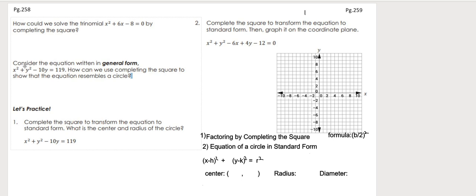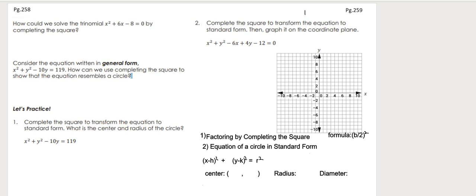And in this case, it says, consider the equation written in general form. So this is in general form. How can we use completing the square to show that the equation resembles a circle? So we're going to go from general form into standard form. And standard form is the equation that we've done before, which is the one that you see right here. Okay. So how are we going to do that? Well, we're going to do that by completing the square.